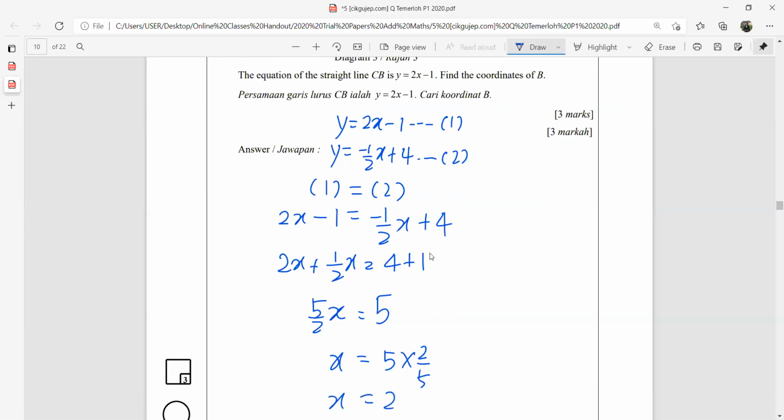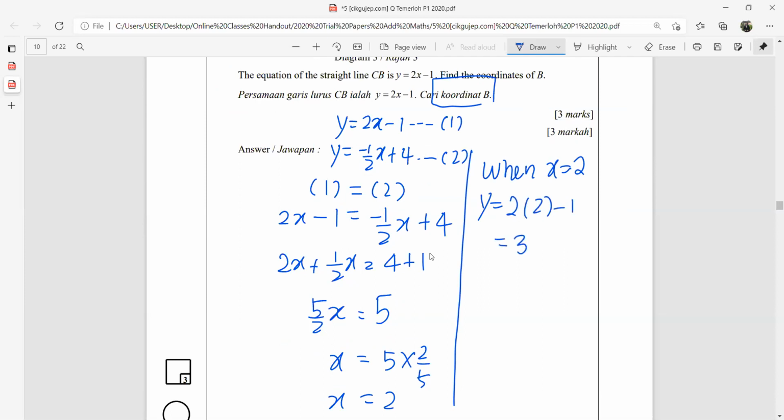So x is 2. But for the coordinate, you must have y also. Need to find y too. When x equals 2, you can substitute into any equation. Equation 1, easier. y equals 3. So coordinate B is (2, 3). Do you get this answer? I saw all of you got it correct when you submitted to the chat box. So maybe one friend made a mistake.